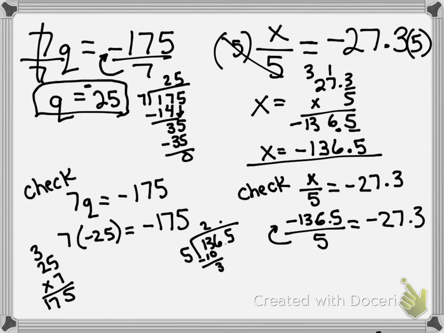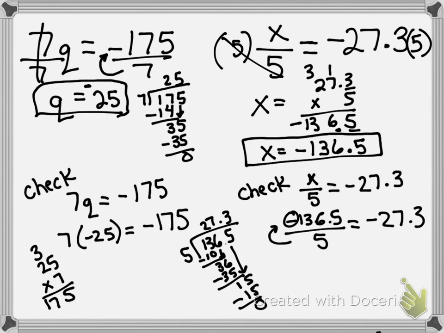We subtract, and we get 36. 5 times 7 gets me to 35. We subtract, we bring down the 5. 5 times 3 is 15. So I did get 27.3, and then a negative divided by a positive is a negative. So x is equal to negative 136.5.